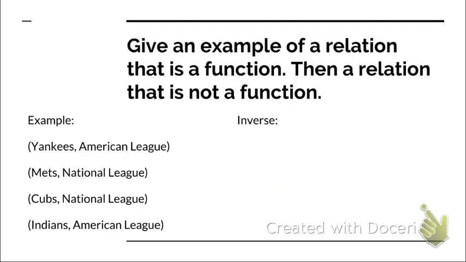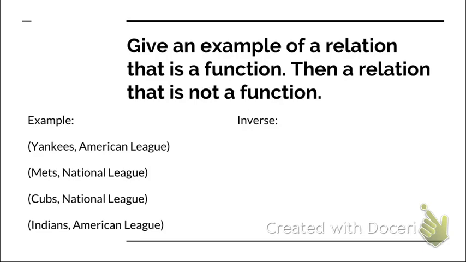So here is an example of a relation that is a function, and then we'll find one that isn't. Here's one where it's a Major League Baseball team and the league they're in. So the Yankees are in the American League, the Mets are in the National League, the Cubs are in the National League, the Indians are in the American League. Now, although there's no number involved, this relation is a function because every x value, in this case the teams, is associated with exactly one y value. So if I asked you what league the Yankees are in, you could tell me American League. Mets, National League. Cubs, National League. Indians, American League.